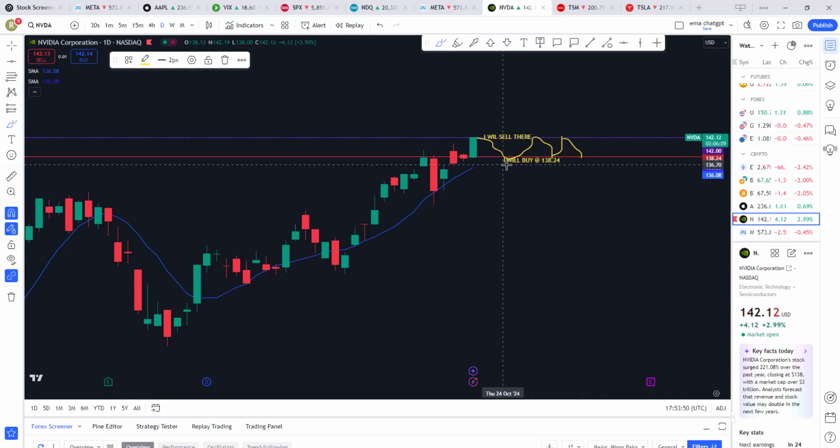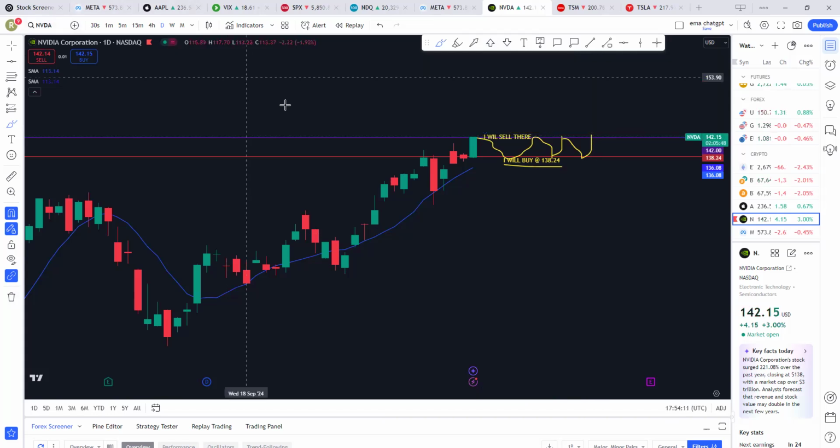So that's why I put this line here. I say you buy there, and whenever it goes back up to 142, you sell. That's why I put sell here. That's the way you can use this tool to identify price. Another thing that you can do also.